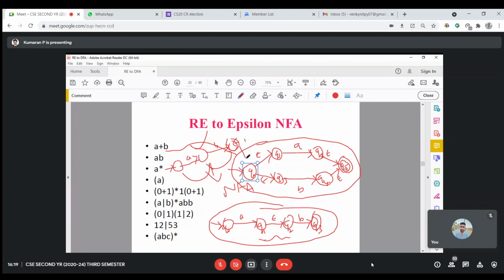Then why do we go for regular expressions? Because the language can be represented in an efficient way only in a regular expression. Our task is to find the machine for the language, so we need to do the conversions.